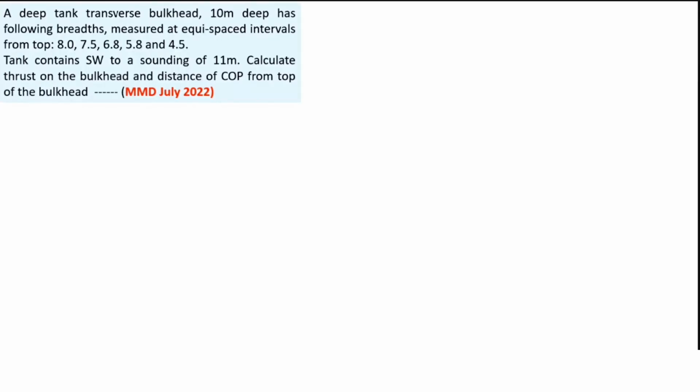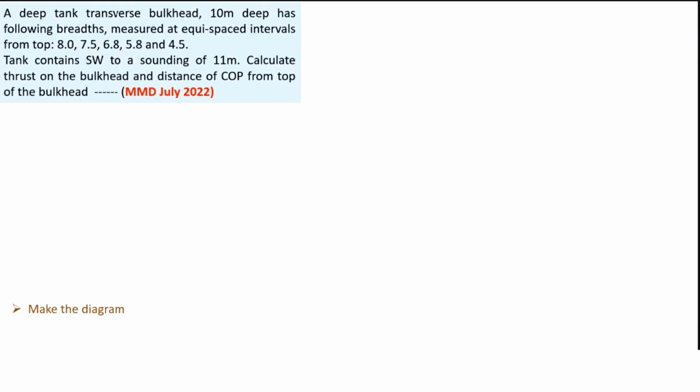A deep tank transverse bulkhead, 10 meters deep, has the following breadths measured at equispaced intervals. It's MMD July 2022. These ordinates are given from top to bottom. The tank contains seawater to a sounding of 11 meters. So obviously there's a head of 1 meter then. Calculate the thrust on the bulkhead and the distance of the COP from the top of the bulkhead. He wants it from the top. Okay, but the formula will not give you from the top, it will give you from the liquid level.